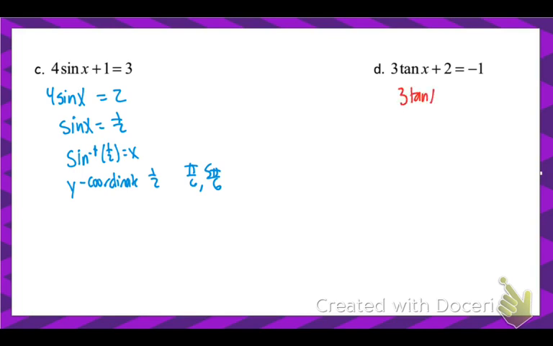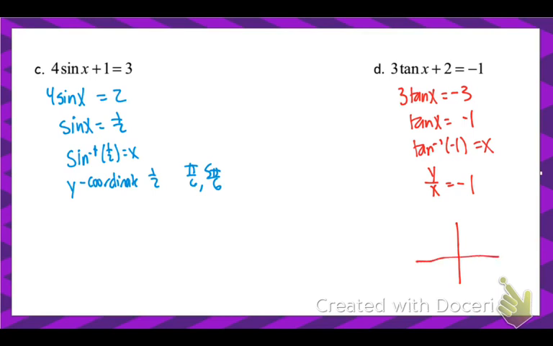All right, and looking at this last one, again, get tangent by itself. So tangent, remember, is that y over x ratio. So we're looking for where y divided by x is equal to -1. Well, first of all, it's negative. So that tells us it has two possible quadrants.